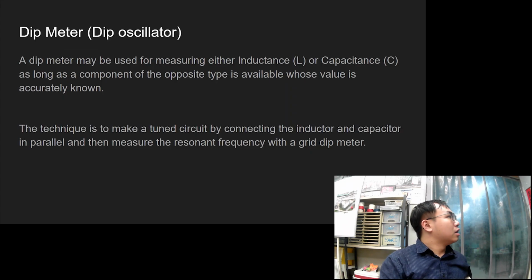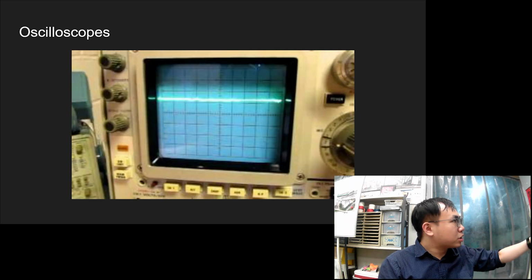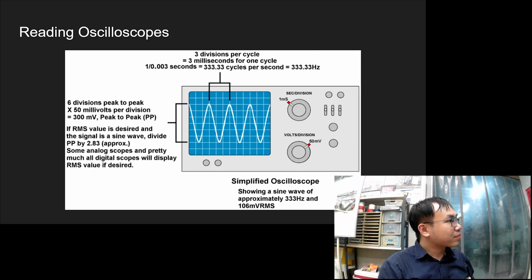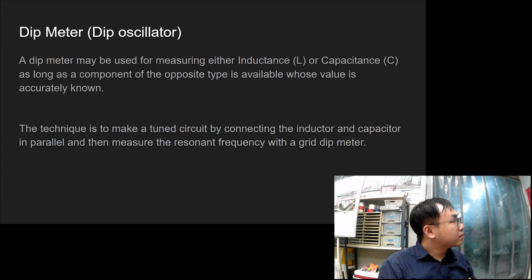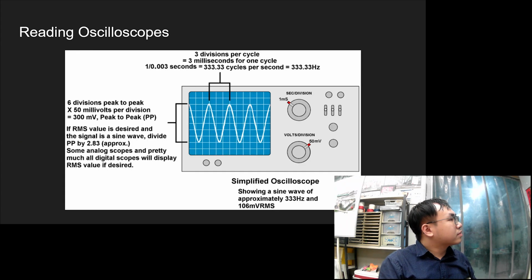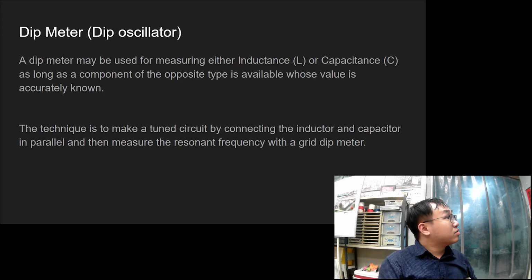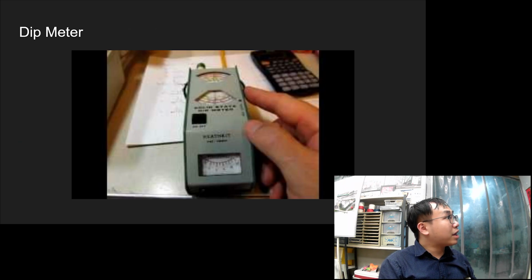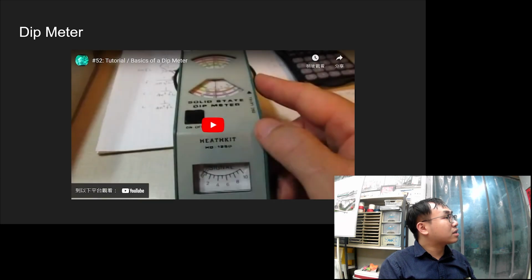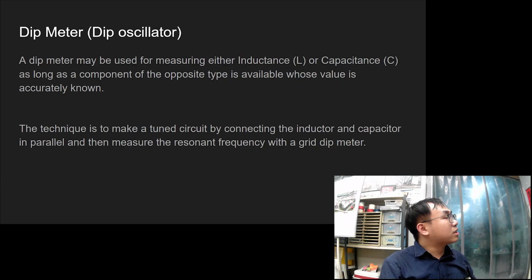Dip meter. Yes, this part is important. The oscilloscope is important. Okay. Dip meter. So actually, the dip meter is measuring which frequency they are oscillating at. Okay. So you see that, using the inductance or capacitance to check what is the oscillating frequency.